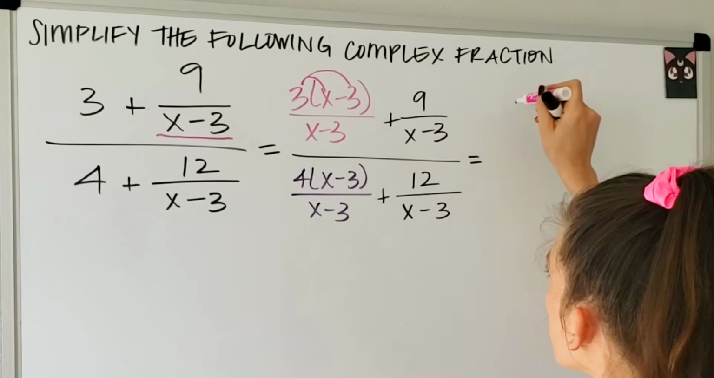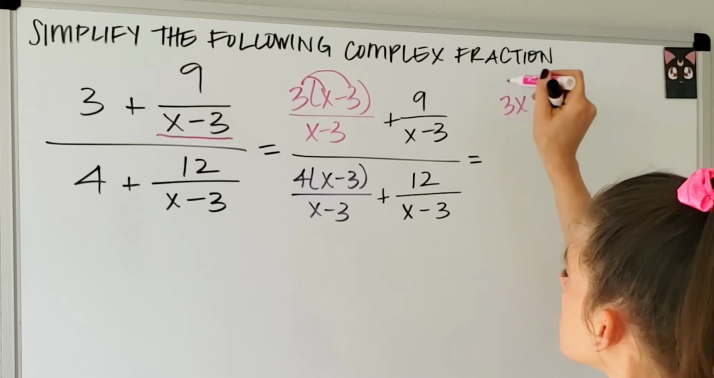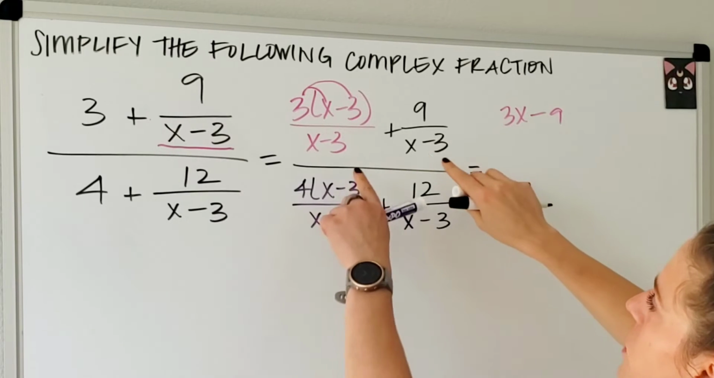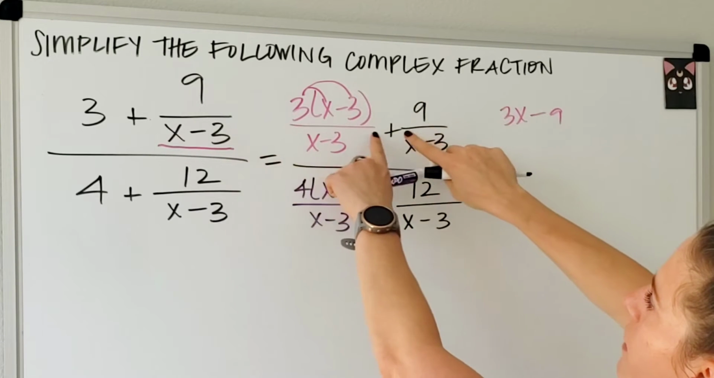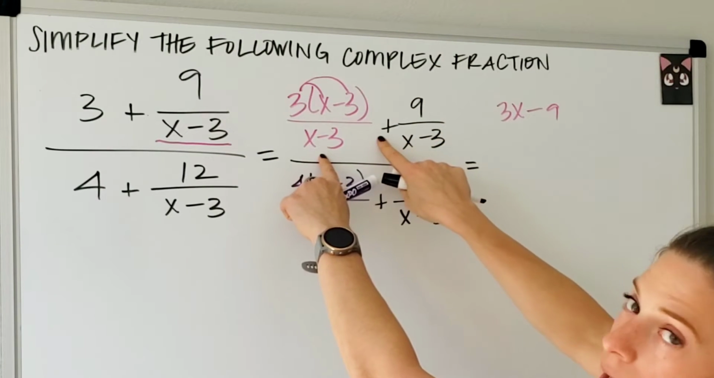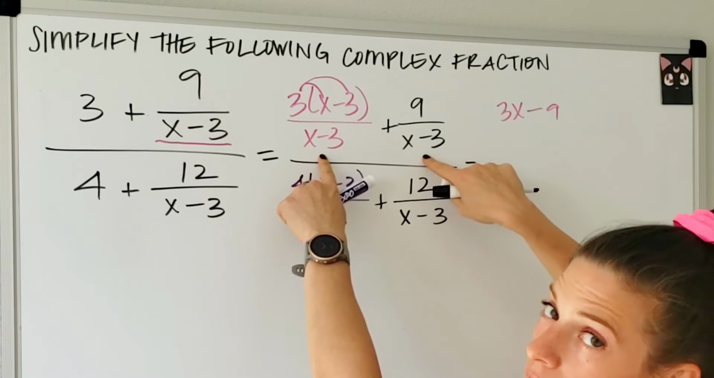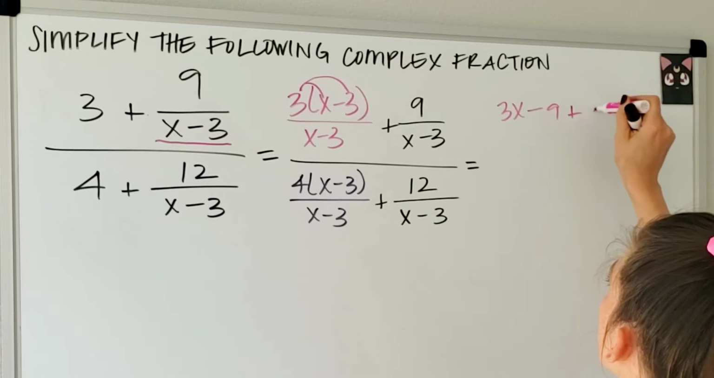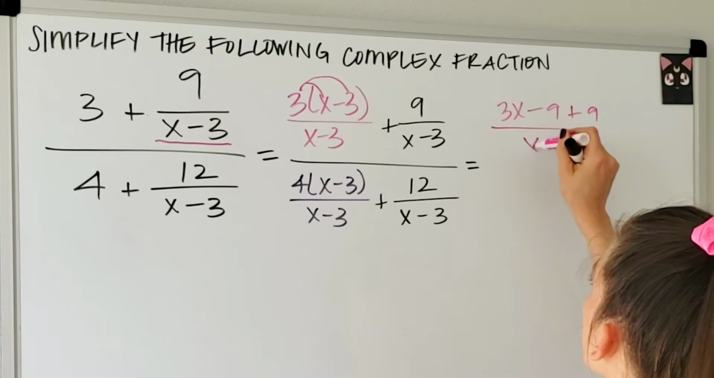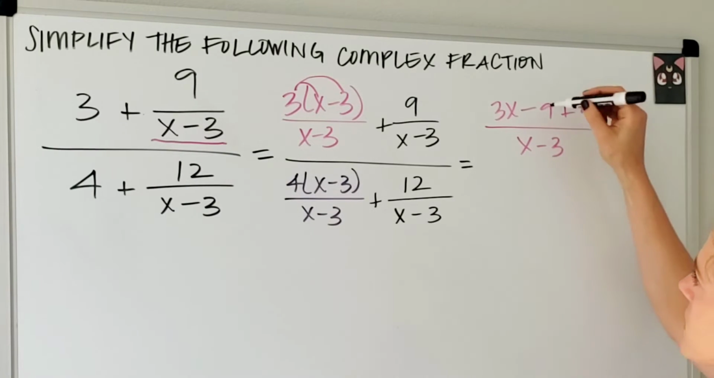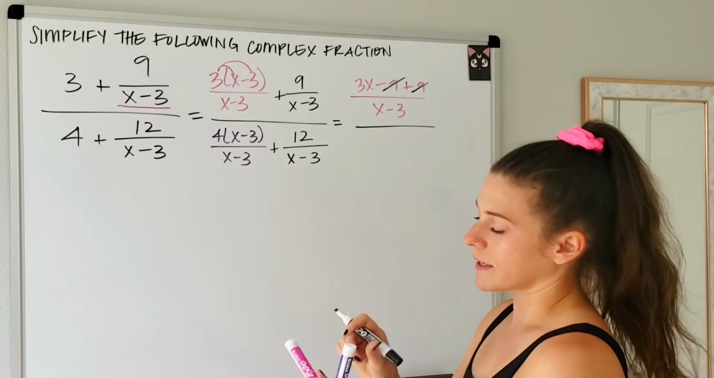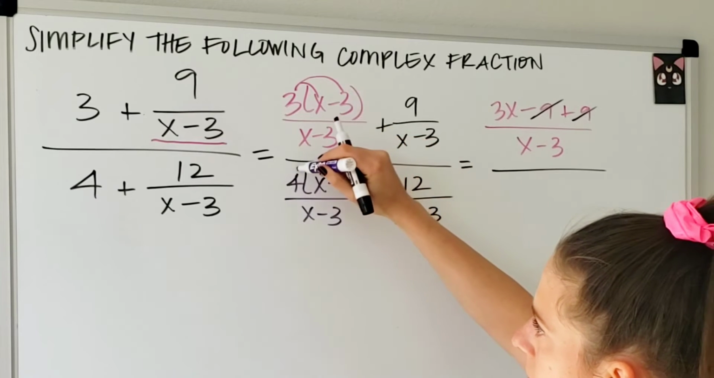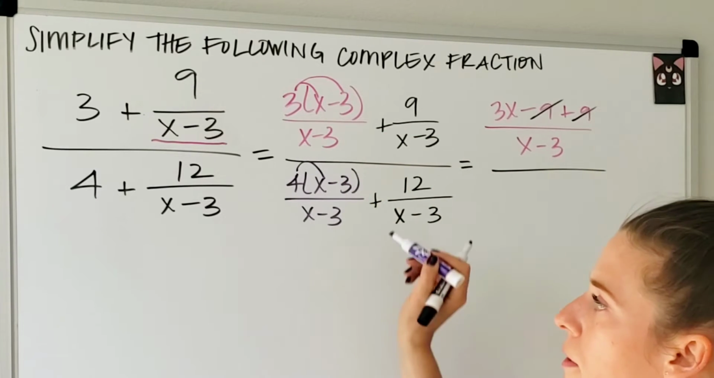3 times x is 3x. 3 times negative 3 is minus 9. This is all one big numerator now, because when we add fractions that have the same denominator, it's all in the same numerator now. It's all over x minus 3. Minus 9 plus 9, these are going to cancel. We're excited about that. Okay, doing something similar for the denominator, and I spy a very similar pattern happening.